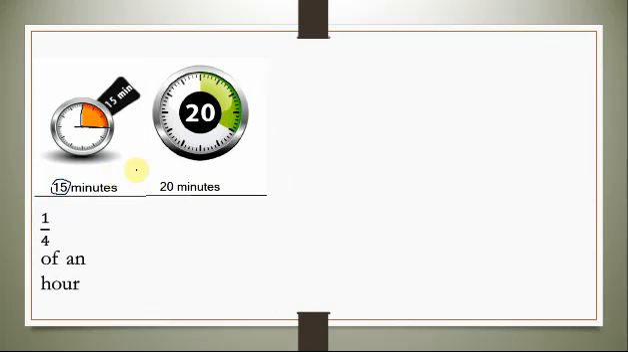The next one here. This is 20 minutes. When we take telling time, between each two numbers here, this one and this one, we have 5 minutes. So this is 5 and this is 5 and this is 5 and this is 5. So 5 and 5 and 5 and 5, 20 minutes. Okay, 20 minutes represent how many parts from the hour? It's a third of an hour. So a quarter of an hour equals 15 minutes, a third of an hour equals 20 minutes.